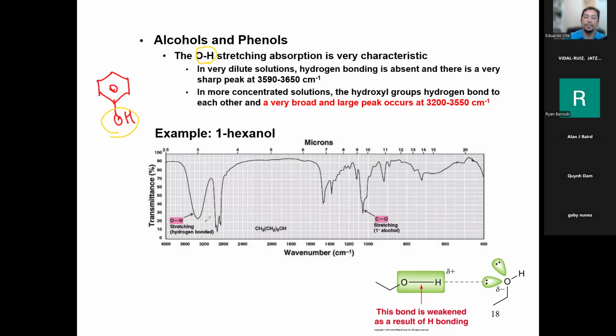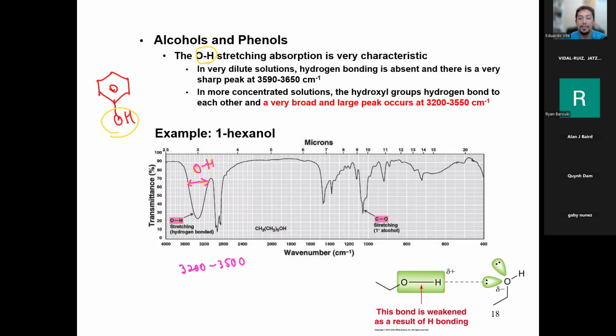So this one is the one that we saw earlier. At around 3350, 3300, we saw this broad, strong peak. This is very characteristic of OH. I don't know if you guys can see the yellow very well. Let me use pink. This is very characteristic of your OH right here. And that will happen between 3200 and 3500. Sometimes a little bit more, sometimes a little bit less. It depends. And it's a very broad signal.